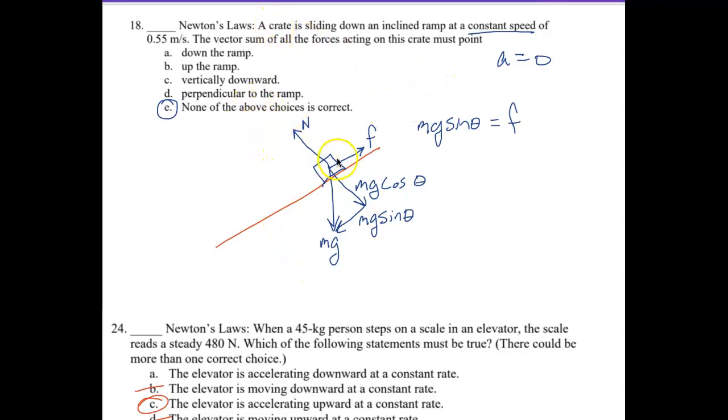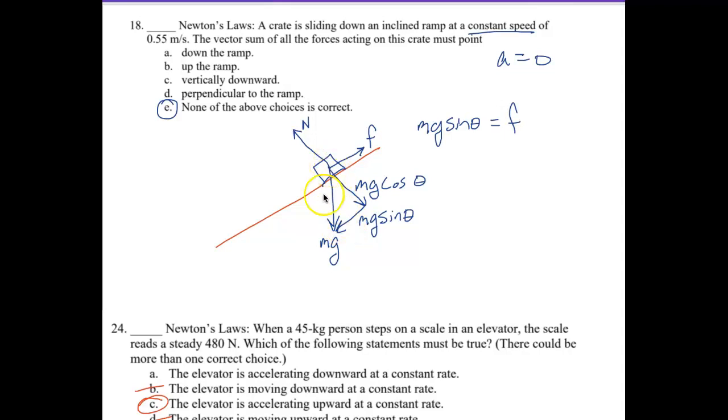So we have this crate sliding down at a constant speed. Right off the bat, that means that the acceleration is equal to zero. And if the acceleration is equal to zero, that means that all the forces we have here have to add up to zero. How in the world do they do that?